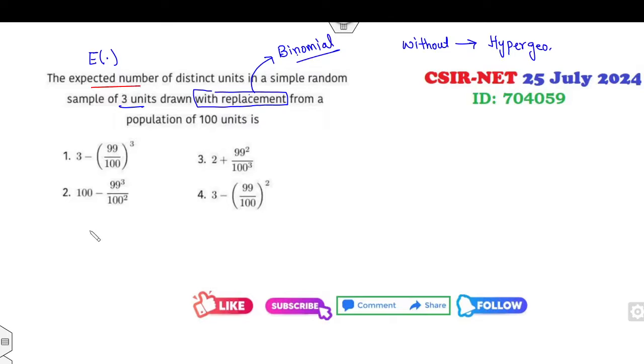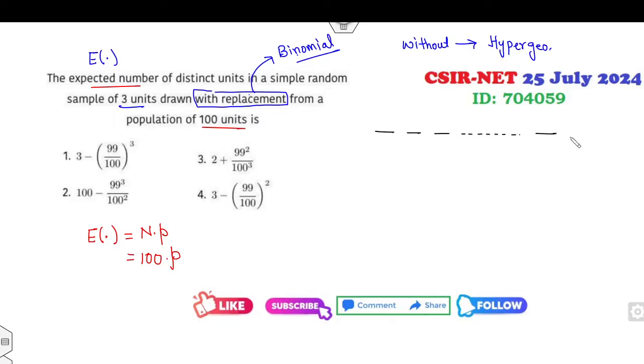Now, once it's with replacement, that's a binomial. What is the expected mean? What is the mean of the binomial distribution? That is n into p. In this case, n will be 100. What is p? My target is to find the value of p. Now you can see that. First of all, what is the meaning of this statement?